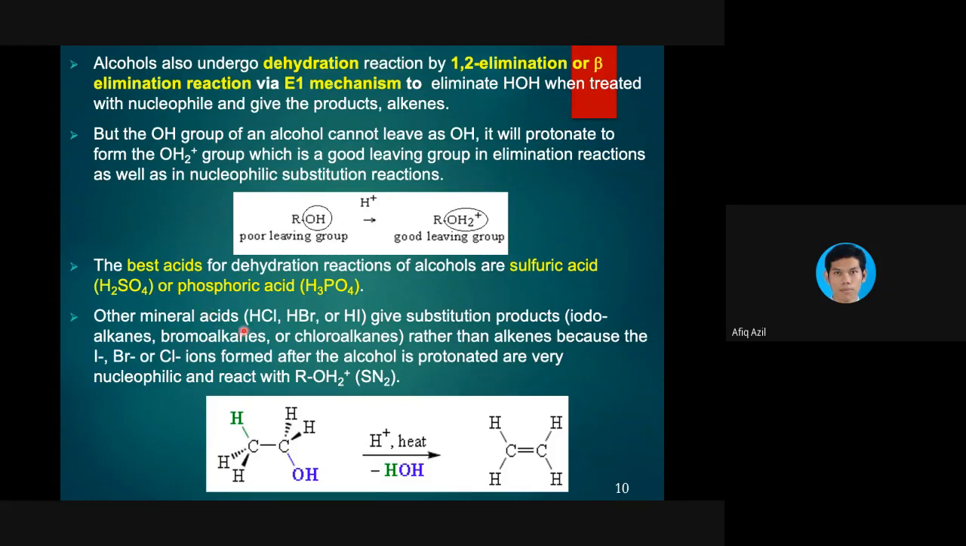Other mineral acids like hydrochloric acid, hydrobromic acid, and hydrogen iodide will give substitution products like iodoalkanes, bromoalkanes, or chloroalkanes rather than alkenes, because the iodide, bromide, and chloride ions formed after the alcohol is protonated are very nucleophilic, okay, and they will react with the leaving group of ROH. So this is the general mechanism or reaction pathway. It can be any alcohol, but what you need is basically an acid and also heat. Okay, H plus and also heat.